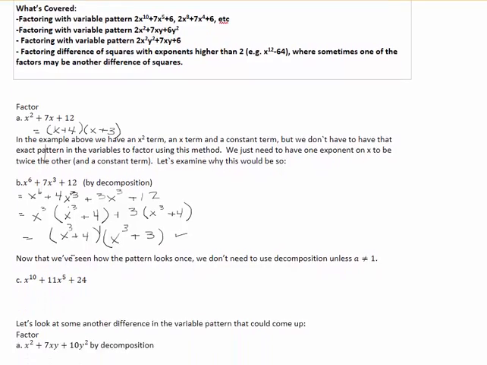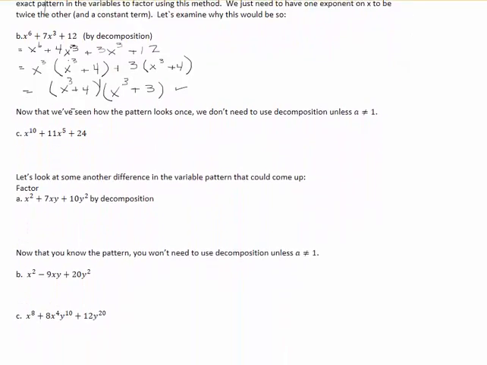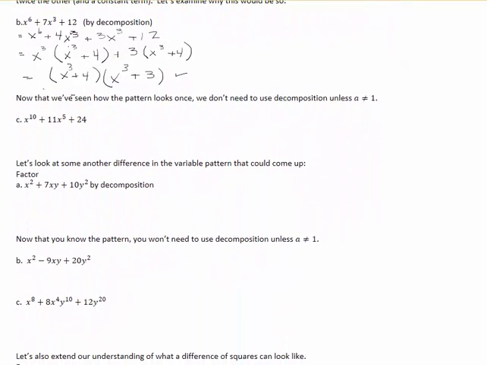So let's move the screen down so we can see the next example. So rather than doing decomposition for our x to the power of 10 plus 11 to the power of 5 plus 24, we can realize that as long as the 10 is twice as big as the 5, we can still do this by factoring trinomials. We're just going to have our exponent of 5 now.